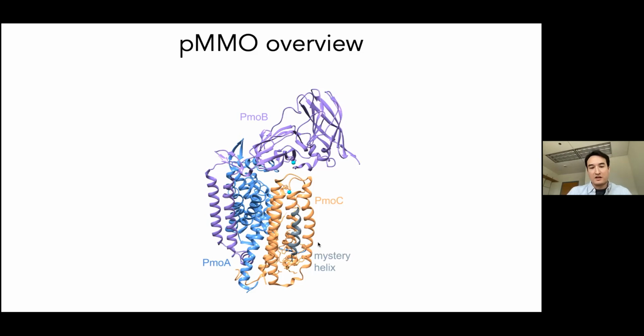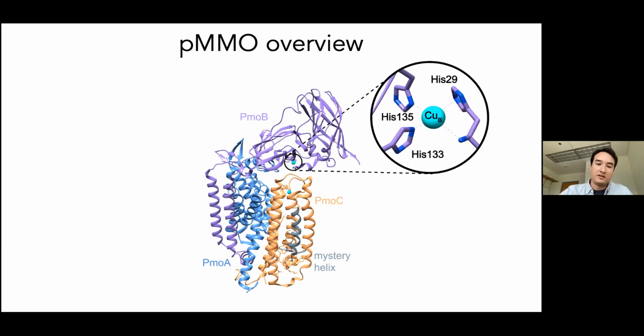But nevertheless, focusing on the hotspots of pMMO, there are 2 metal binding sites within one protomer. One of these sites is located in the soluble domain of PmoB, sitting just on top of the lipid bilayer. And this site is coordinated by 3 histidines, as well as the amino terminus of the polypeptide. So this amino terminus is actually generated after signal peptide cleavage. And this is a common motif for copper binding known as the histidine embrace. And so these 3 imidazole groups, along with the amino terminus, coordinate the copper in a planar fashion.